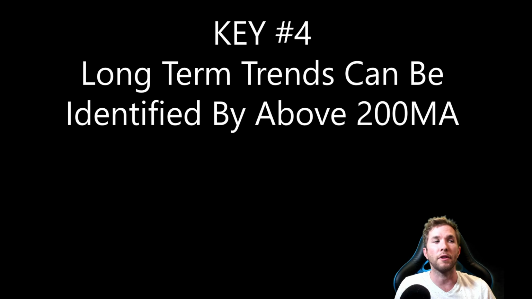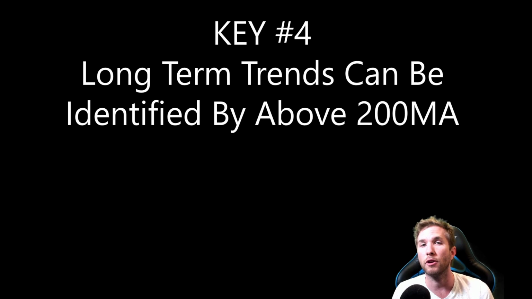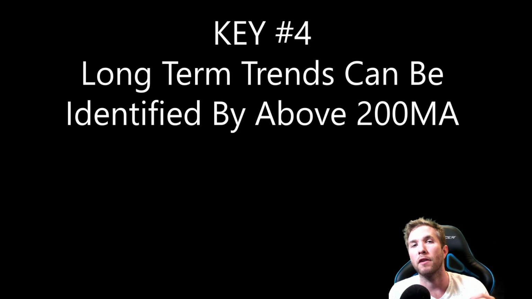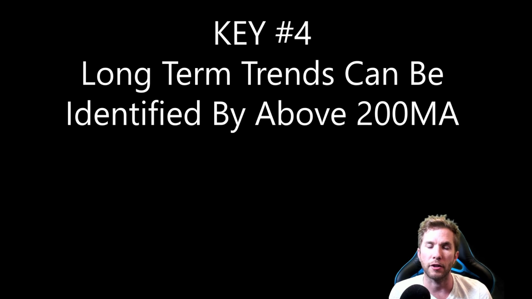So number 4, this is key number 4, long-term trends can be identified by the daily 200 moving average. On long time frames, it can be identified by being above the weekly 200 moving average. So those are my 2 ways to identify whether it's a strong uptrend, and you can also identify it by the slope of the 200 period moving average. If the slope is down on the 200 period moving average, it's usually still in a downtrend, even if it's above the 200 period moving average. So you really want the slope to be shifting to the top side, if that makes sense.